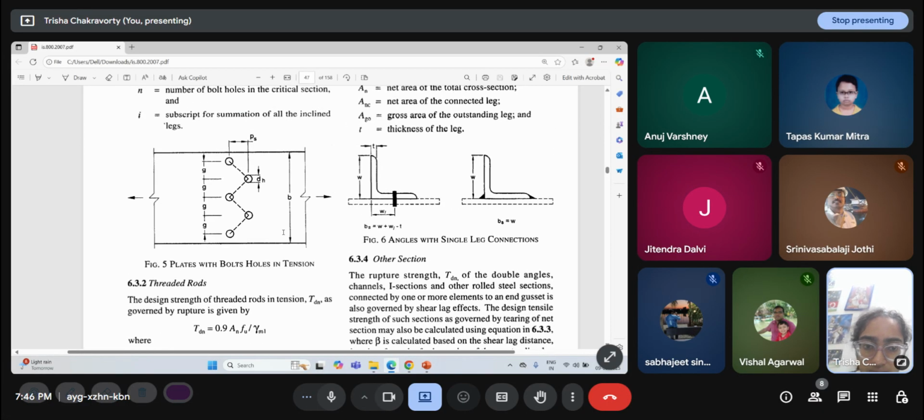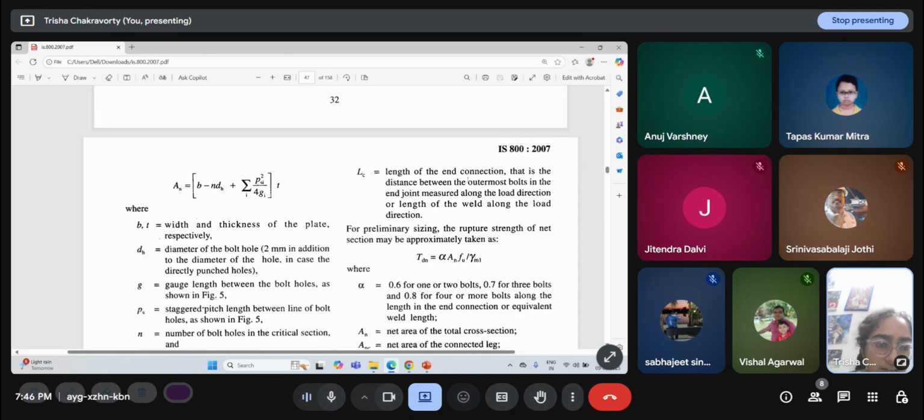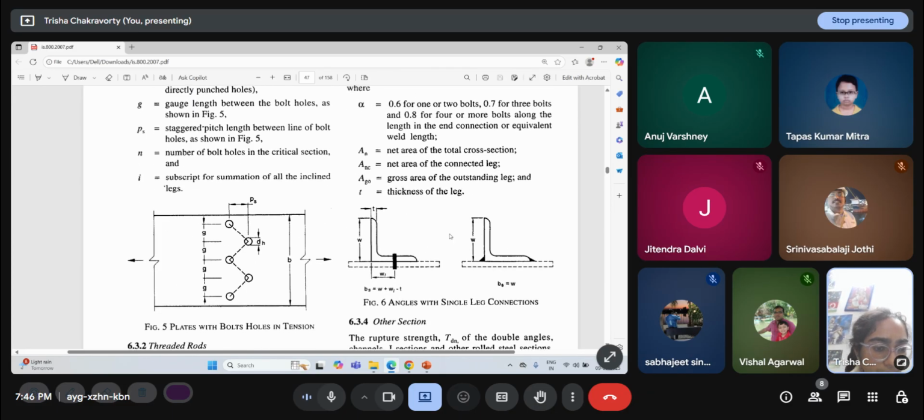And Fy and Fu we already know. And Lc is the length of the end connection, that is the distance between the outermost bolts in the end joint measured along the load direction, or the length of the weld along the load direction.